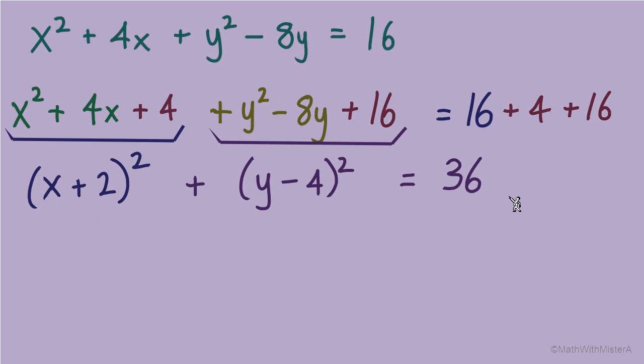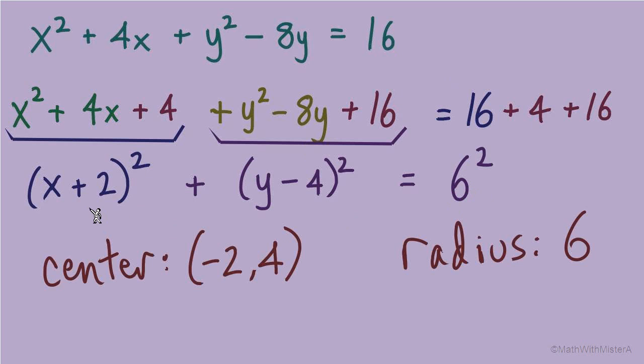And now we can see that this 36 is 6 squared, so our radius equals 6, and the center is at negative 2, 4. And you can always think that we go for the opposite signs when it comes to the x and y coordinates of the center. We see x plus 2 means the x coordinate is negative 2. We see y minus 4, so the y coordinate is a positive 4.